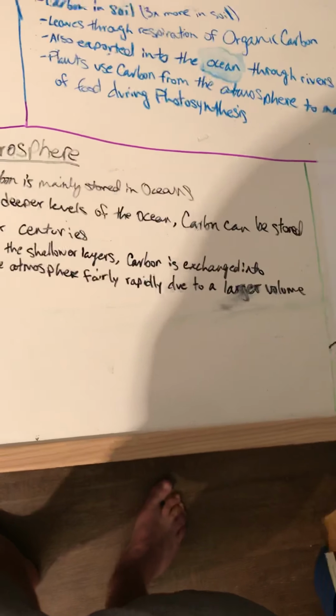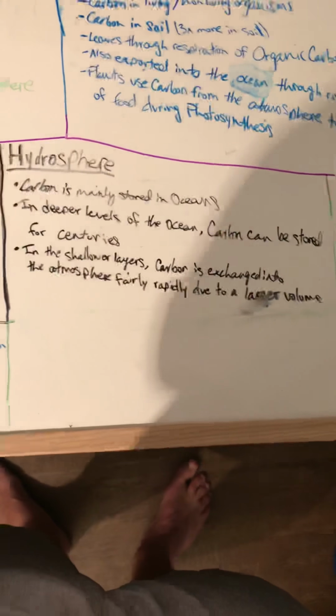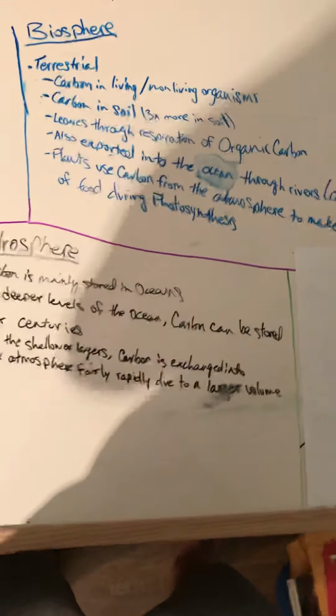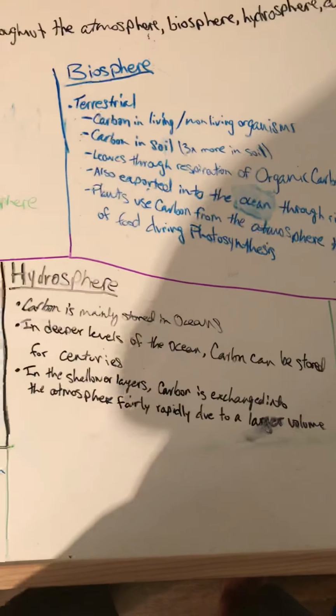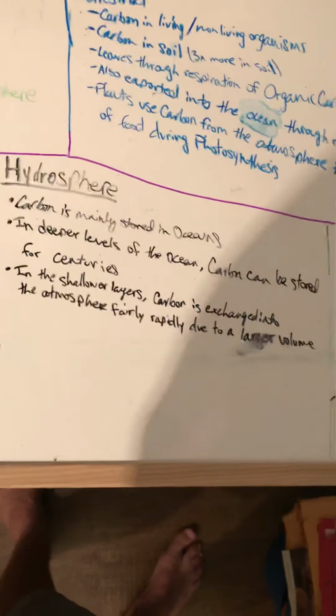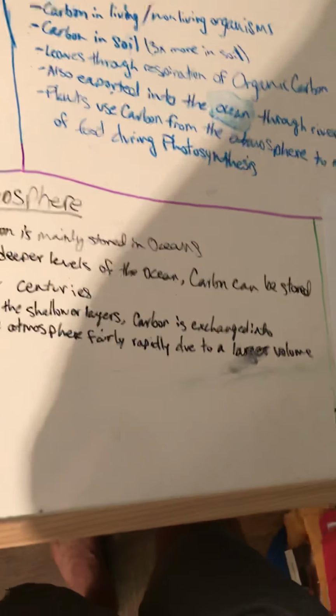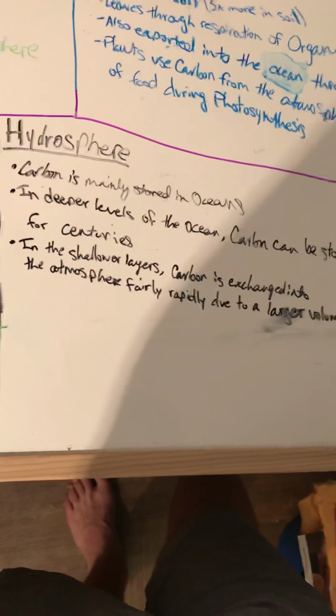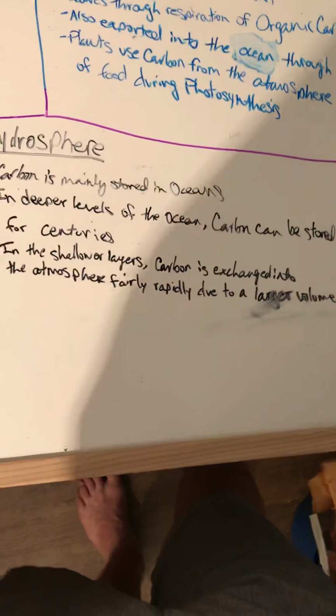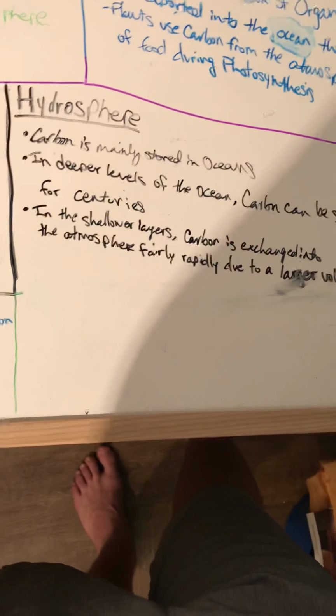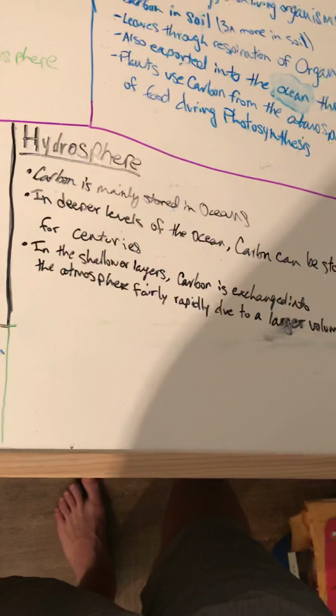Moving to the hydrosphere, carbon is found in the oceans, and in the deeper levels of the ocean, carbon is stored for up to centuries. In the shallower layers, carbon is exchanged into the atmosphere fairly quickly due to a larger volume of water and carbon in that area.